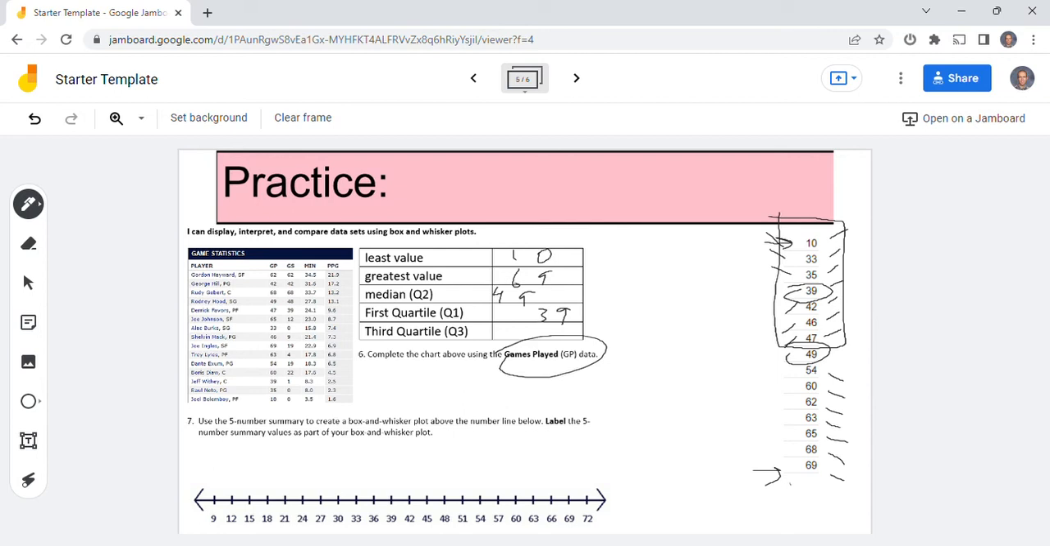Third quartile is the median for this bigger half of numbers. So we're going to go 1, 2, 3, 1, 2, 3, just like we did before, and there is our third quartile. It is 63.